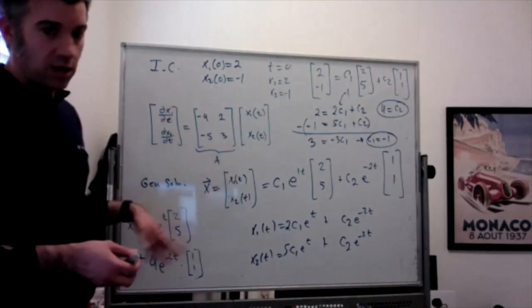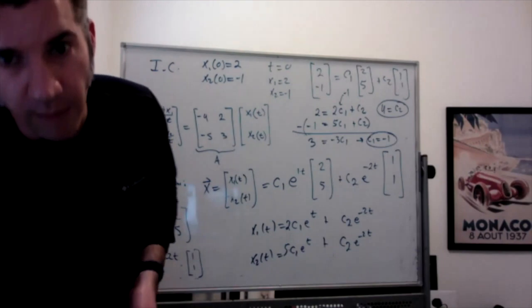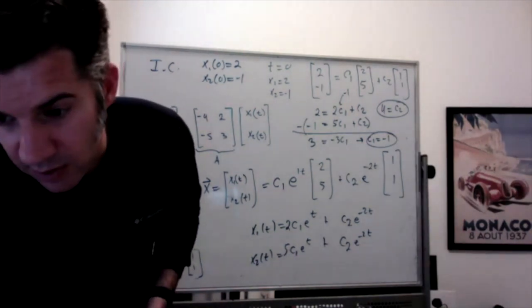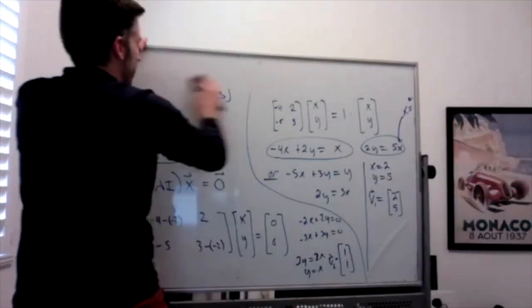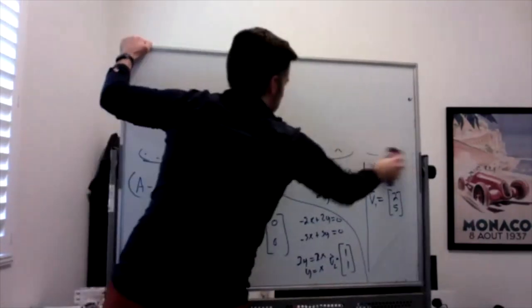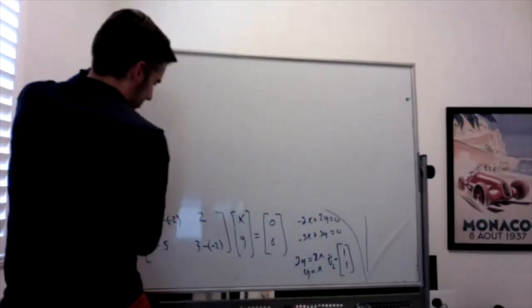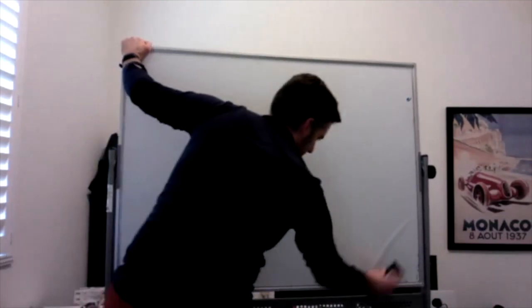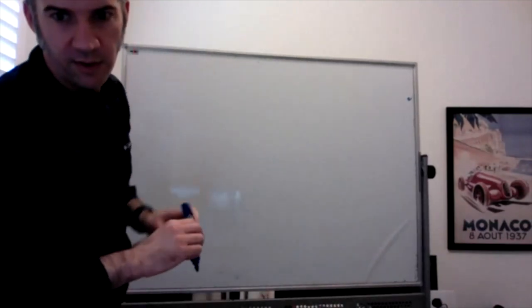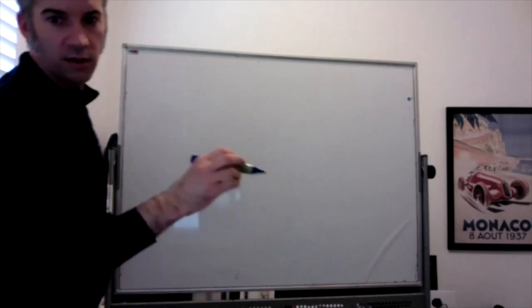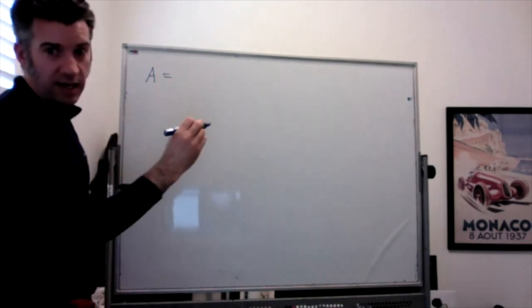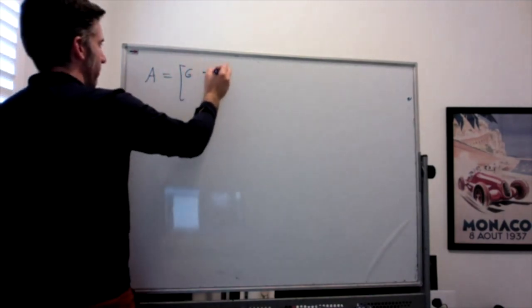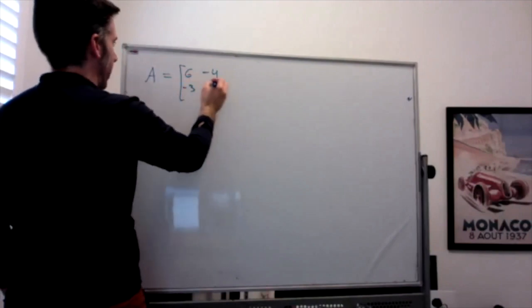So leave it there. Let's talk more about classifying solutions. So let's look at another example. Let's say we have, let's look at this one. We're just going to write the matrix. The matrix A is 6, -4, -3, 5.